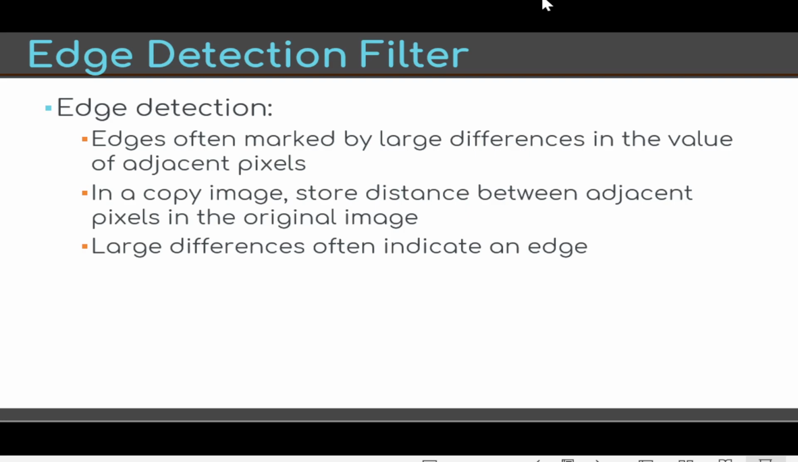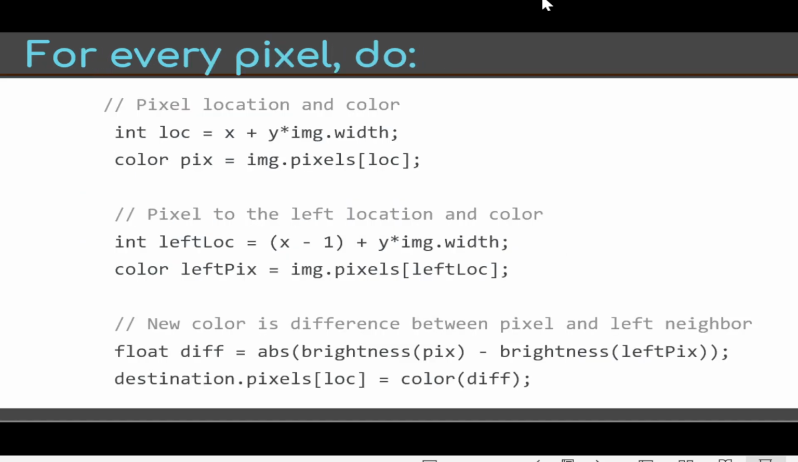Edge detection, right? Now that we have this idea of looking at a pixel and comparing it to its neighbors, doing a little math where the neighbors' values are involved, we can start looking at edges. They're often marked by large differences in the value of adjacent pixels. So what you want to do in a copy image is store the distance between adjacent values so you can compare them. And then you want to look at large differences, which often indicate an edge.